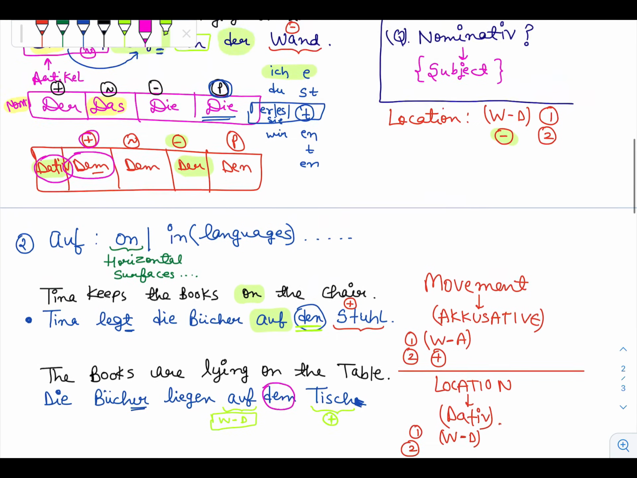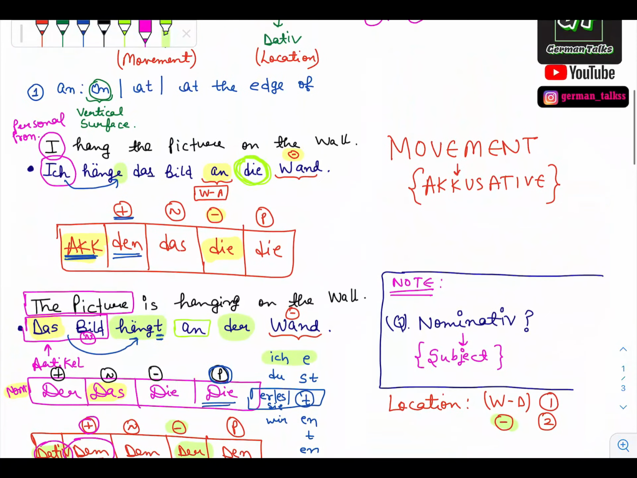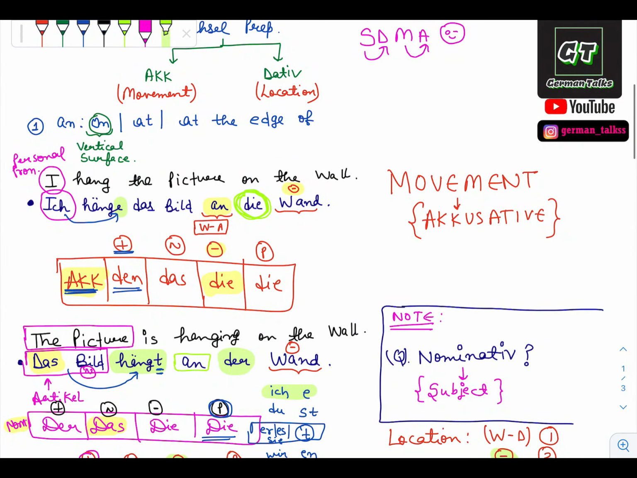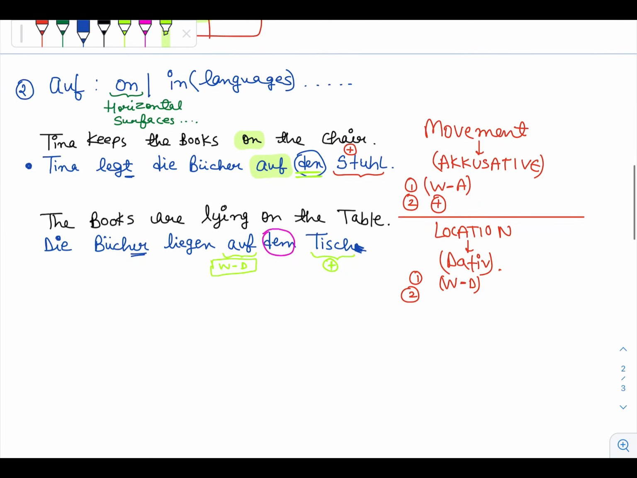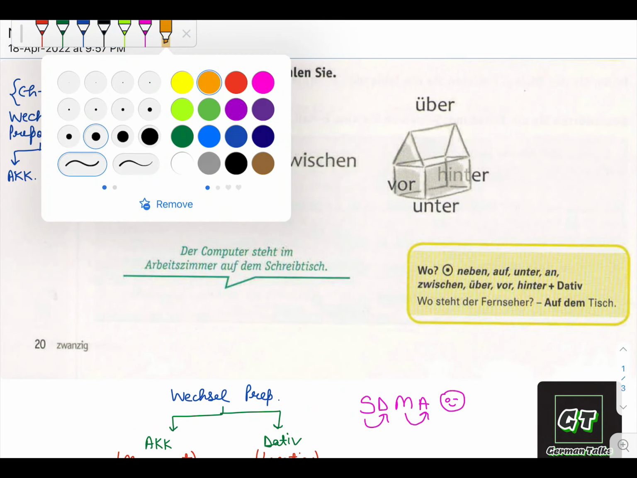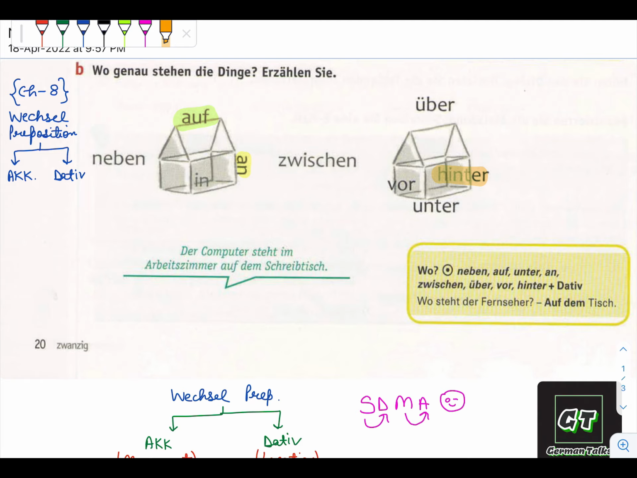Okay, see now you will understand it. Because in books they don't give all these complete sentences, but if we compare each and every preposition with both dative and accusative, then it will be beneficial for you for your further levels A2, B1, B2 and so on. I hope this example is also clear. Okay, here hinter.